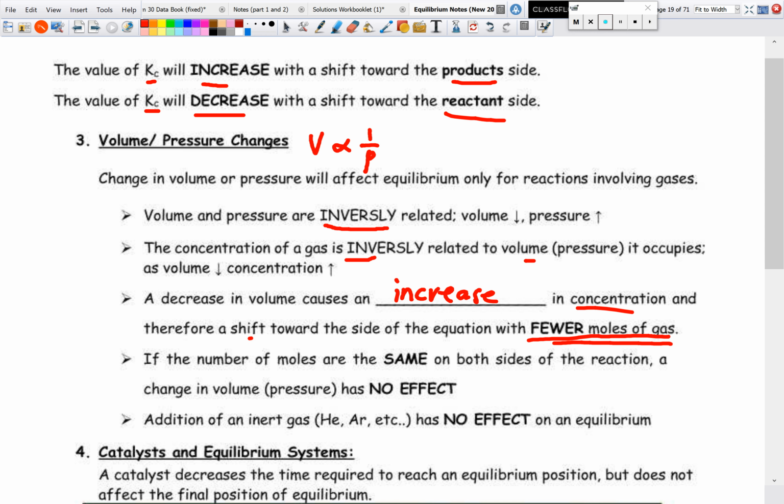So if we increase the concentration, it's going to shift to the side that occupies less space or has fewer moles. Now, if the number of moles of gas is the same on both sides of the reaction, then any change in volume will have no effect.